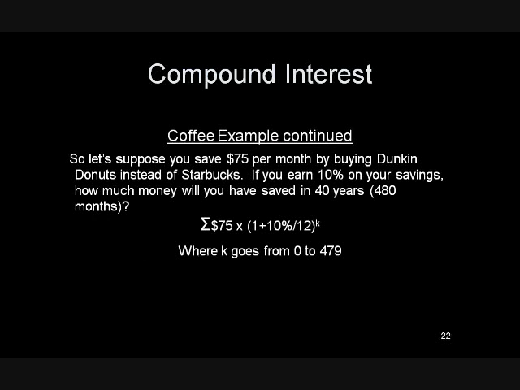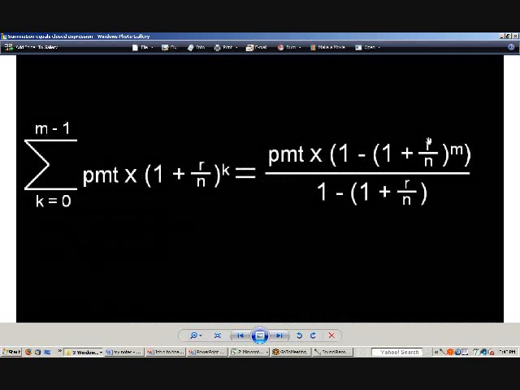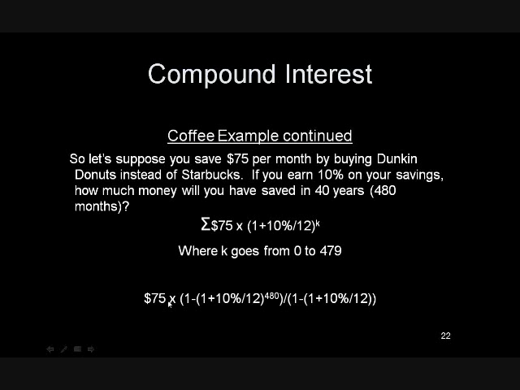So there are the values plugged into the summation. And here are the values plugged into this formula. So we plug those in, put it in our calculator. What we come up with is we will have saved $474,305.97.